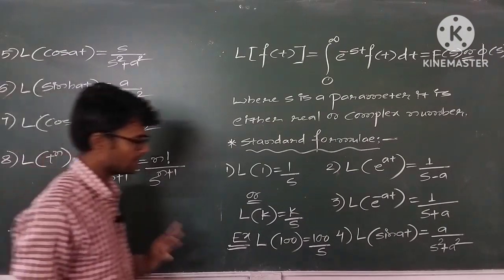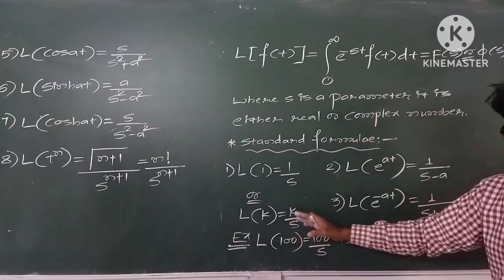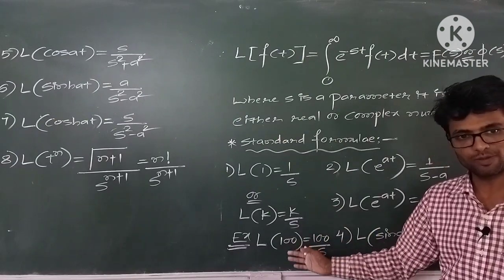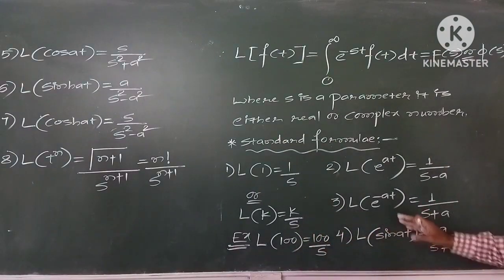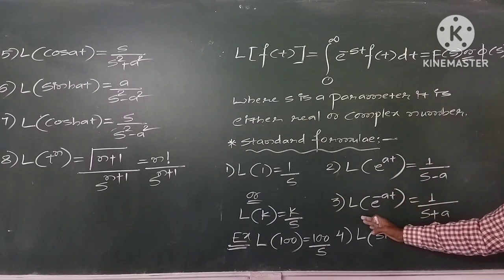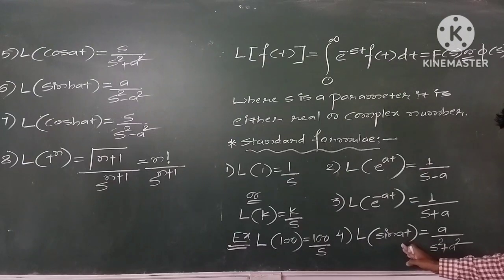See, once again I will repeat. Laplace transform of 1 is 1 by s. Laplace transform of constant k is k by s. Laplace transform of 100 is 100 by s. Laplace transform of 1000 is 1000 by s. Next, Laplace transform of e raised to at is 1 by s minus a. Laplace transform of e raised to minus at is 1 by s plus a. Laplace transform of sin at is a divided by s square plus a square.